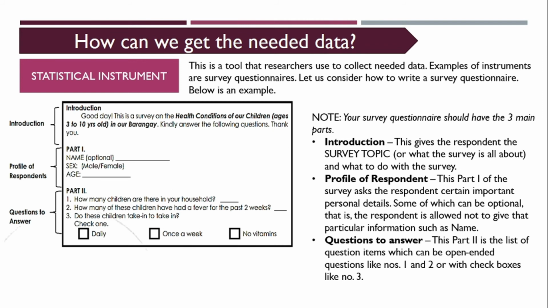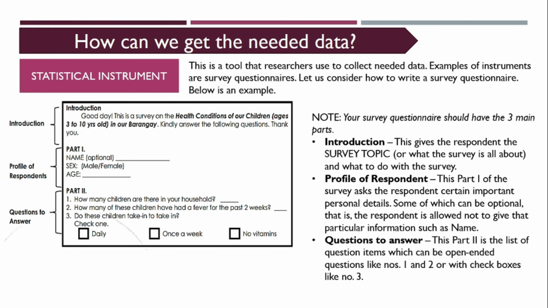And then for the next part is the profile of the respondents. So ito naman yung parte ng survey which asks the respondents certain important personal details. Okay, some of which can be optional. So for example natin dito yung name kanina, optional siya. Ibig sabihin, nakadepende sa respondents if they will give that information. Kung ibibigay nila yung pangalan nila or hindi, nasa kanila yon. And then for the sex, we have male or female, so pipili sila dyan. And then we have age. So this profile of the respondents will serve for their personal details.